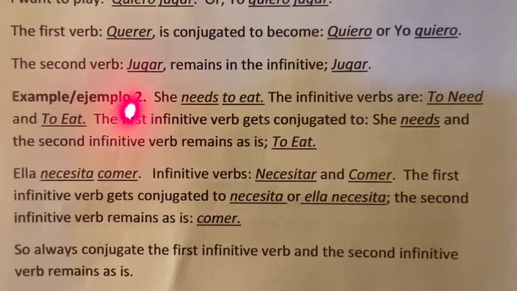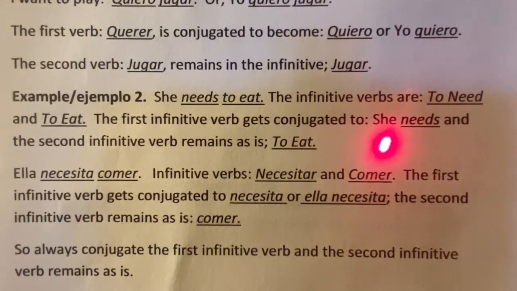Ejemplo dos. So, ejemplo dos, she needs to eat. So the infinitive verbs are to need and to eat. Those are the infinitives. So the first infinitive verb gets conjugated to she needs. Take off the to and put in a person. Who is this person in this case? It is she. She conjugates the same way as he.